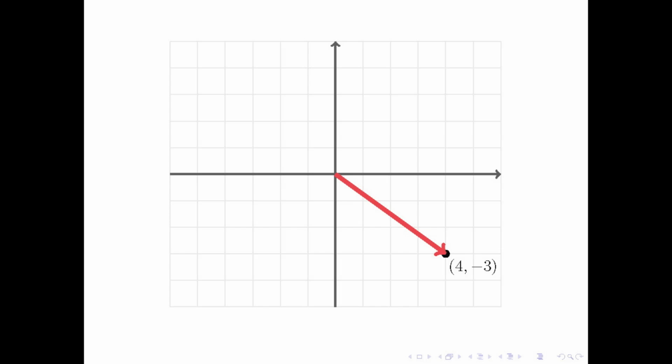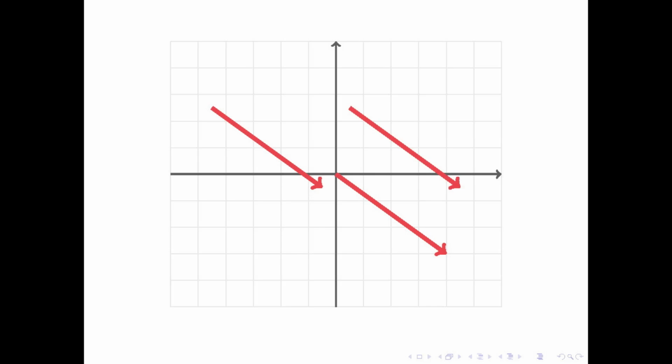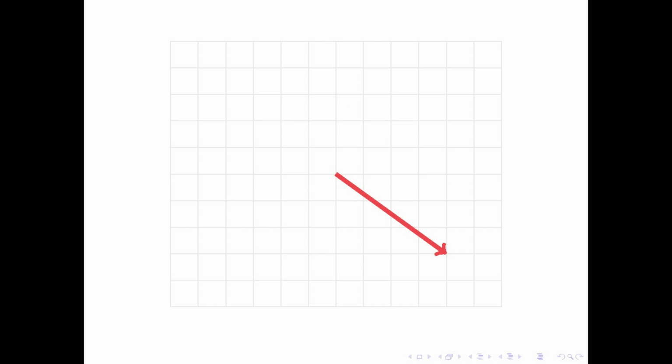It is sometimes convenient to draw it so that it starts at the origin, but a vector that points in the same direction but elsewhere in the plane is still the same vector. All the illustrated vectors are one and the same. They have the same direction and the same length. Indeed, we can simply remove the coordinate axes and we are still left with the same vector. This vector points 4 units to the right and 3 units down.